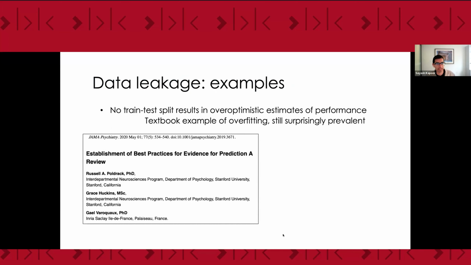So let's see a few examples. One example of data leakage is when there is no train test split at all. So if you're only using one data set both to train the AI model and then to evaluate its accuracy, you're essentially teaching to the test. Now, this is a textbook example of overfitting, something that has been known for decades within machine learning, but it's still surprisingly prevalent. So for example, this excellent review by Russ Poldrack and others found that of the 100 papers in neuropsychiatry that used AI, around 45 of them had no separate train test split.